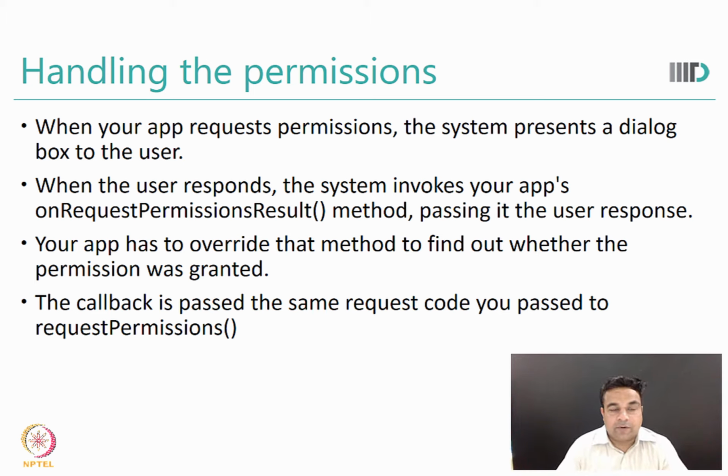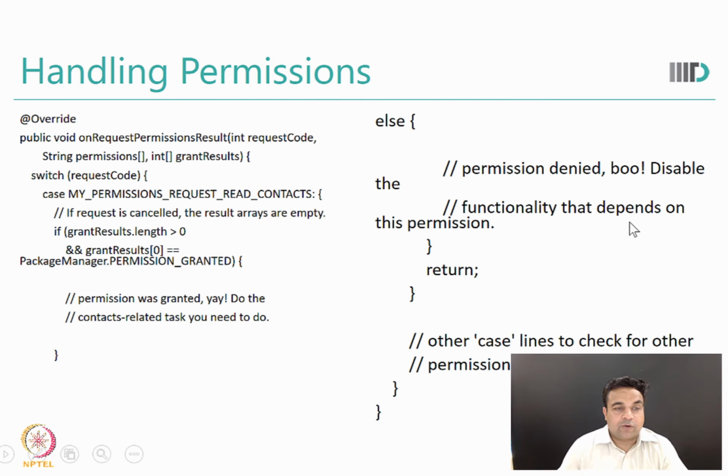Now let's see how to handle the permission. When your app requests permission, the system presents a dialog box to the user and the user responds. When the user responds, the system invokes our app's onRequestPermissionsResult method and passes the user response inside this method. As an application developer, you must override this method to find out whether the permission was granted or not. This callback is passed the same request code you passed to requestPermissions. Let us quickly see programming code to see how to get this done.